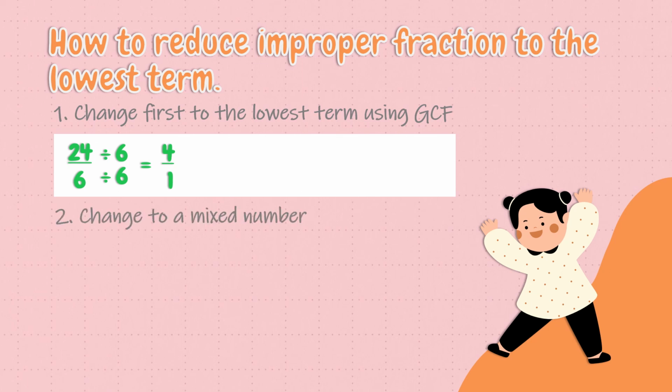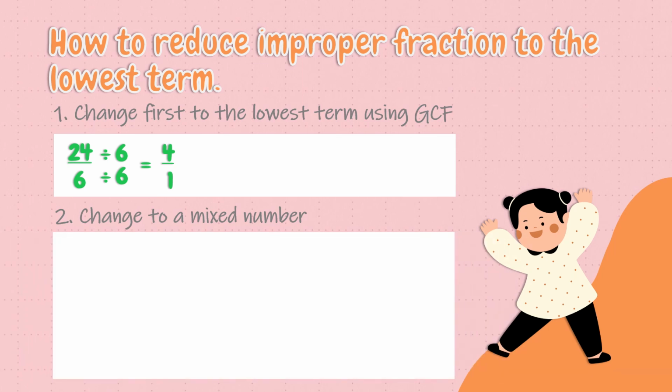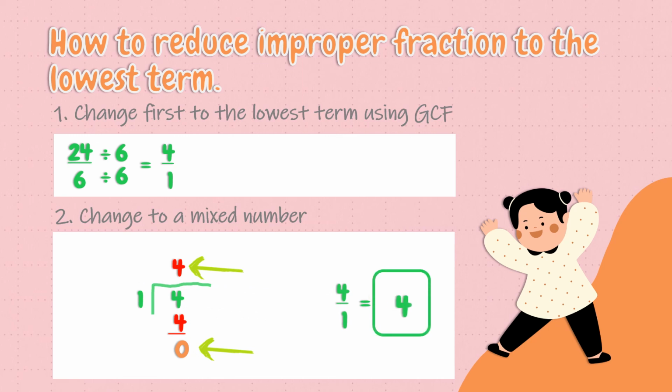Next, we need to change that to a mixed number. To do that, that is 4 divided by 1. So how many 1 are there in 4? The answer is 4. 4 times 1, that is 4. 4 minus 4 is 0. So 4 here will be our answer. And that is not a mixed number, but a whole number.